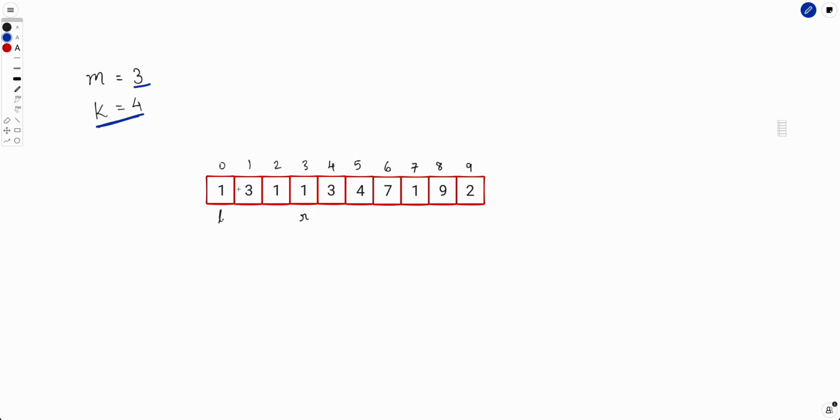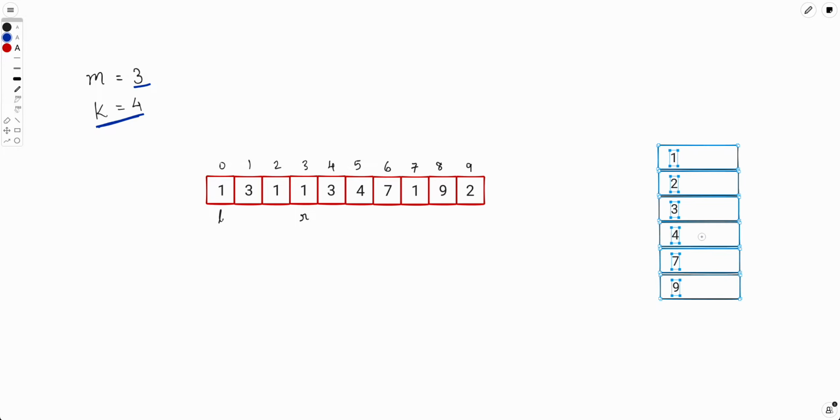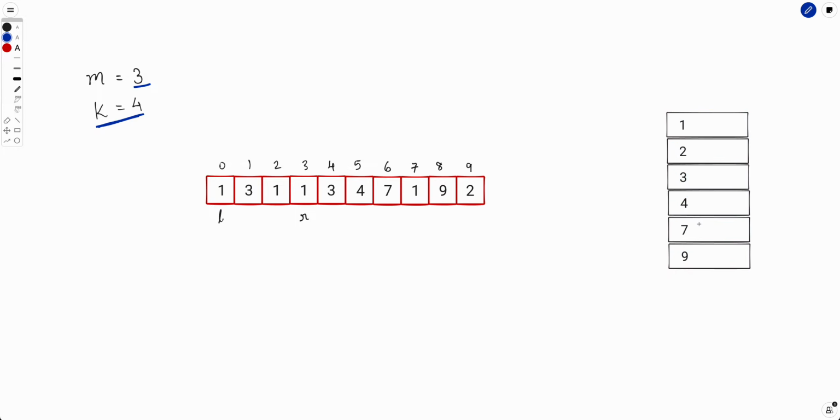Now how to find out the number of distinct elements in this range L to R? To find out the number of distinct elements, you can simply iterate over the array and see if the element has already occurred or not, right? That's a very simple way to find out the number of distinct elements. So let's say you maintain a map, right? And you will just simply say if you have already seen an element or not.